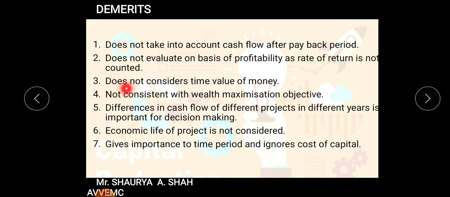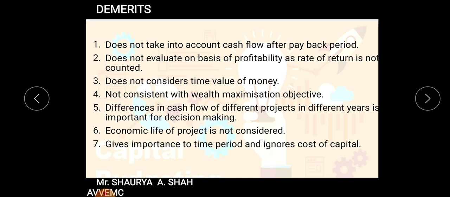The next is it does not consider the time value of money. In every method of the previous lecture, net present value and every method, we saw the time value of money. We are receiving in 6 years, 7 years or 8 years, but what is the value of that money? We are just calculating the investment. Suppose in the last example we saw, students, that 50 lakh rupees we are receiving in 6 years 3 months, but is 50 lakh value the same today and after 6 years 3 months? No.